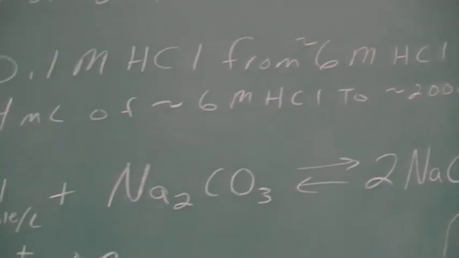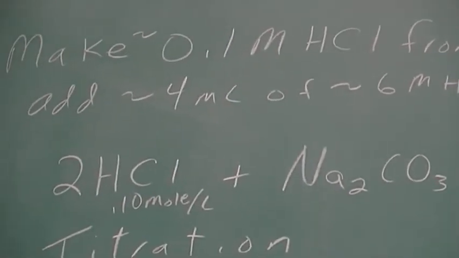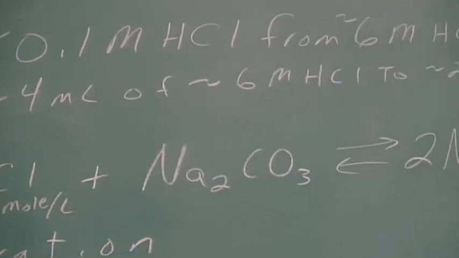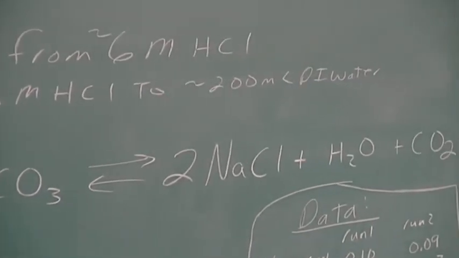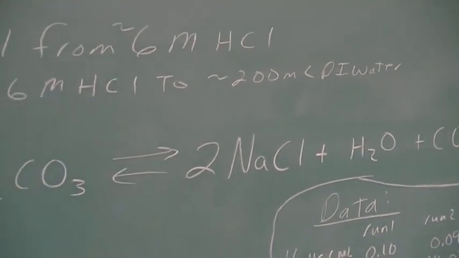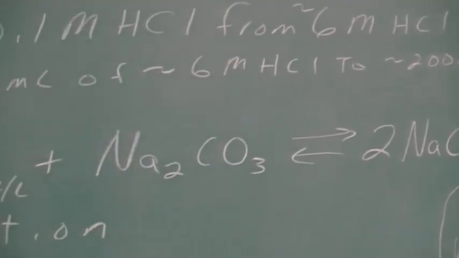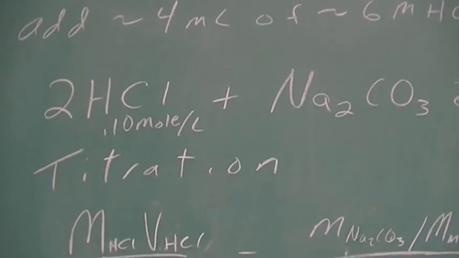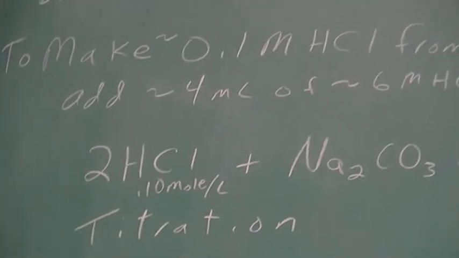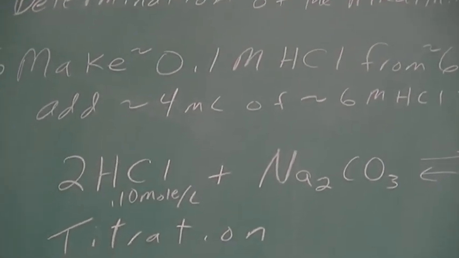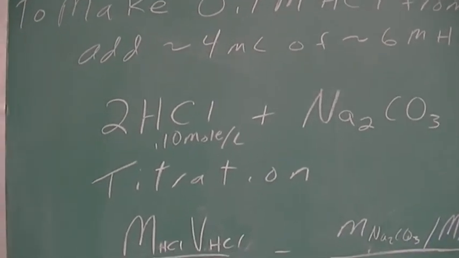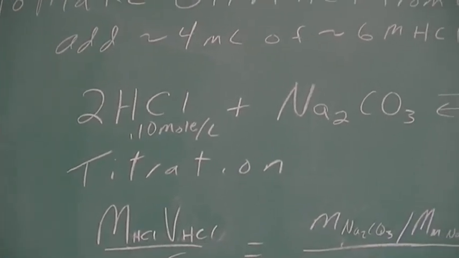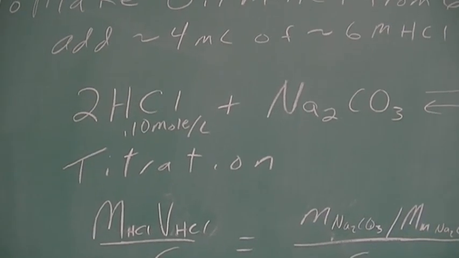To do that, I've already done this, and I added about 4 mL of about 6 molar HCl to about 200 mL of deionized water. I did not measure these accurately, as we will get the actual concentration of the 0.1 molar HCl to 4 significant figures. The reaction that we're going to do is your HCl is going to react with your sodium carbonate.